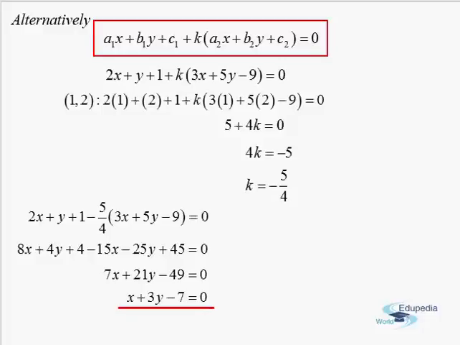So basically what we've learned in this lecture is how to find the point of intersection between two lines and how to find the equation of the line if it passes through that point of intersection.